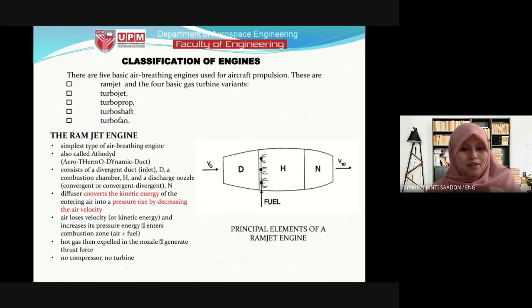Then the combustion process takes place with the fuel and the air. And lastly, it will be expelled through the nozzle. So this ramjet has no compressor and no turbine. It only uses the combustion chamber component for the combustion process of the engine. The fuel and the air will produce a high speed hot gas flow at the nozzle.